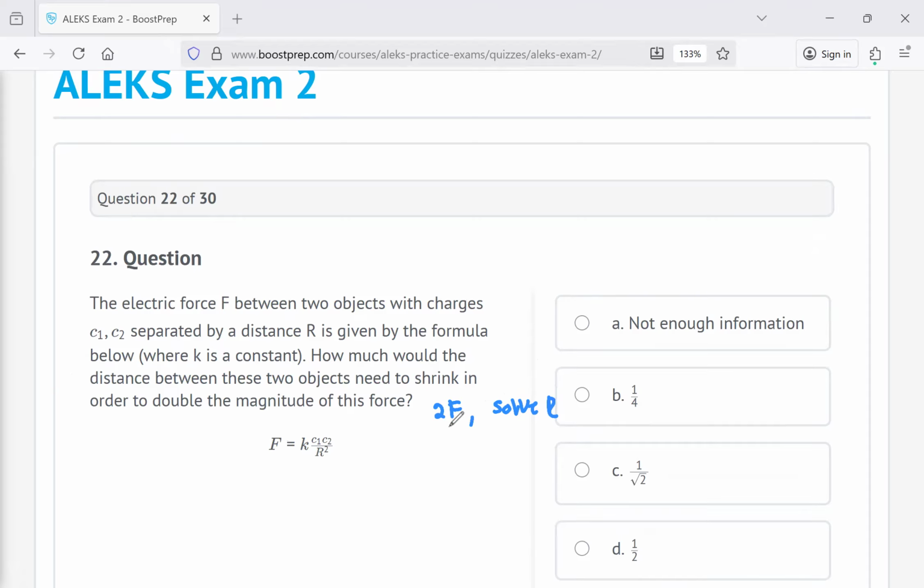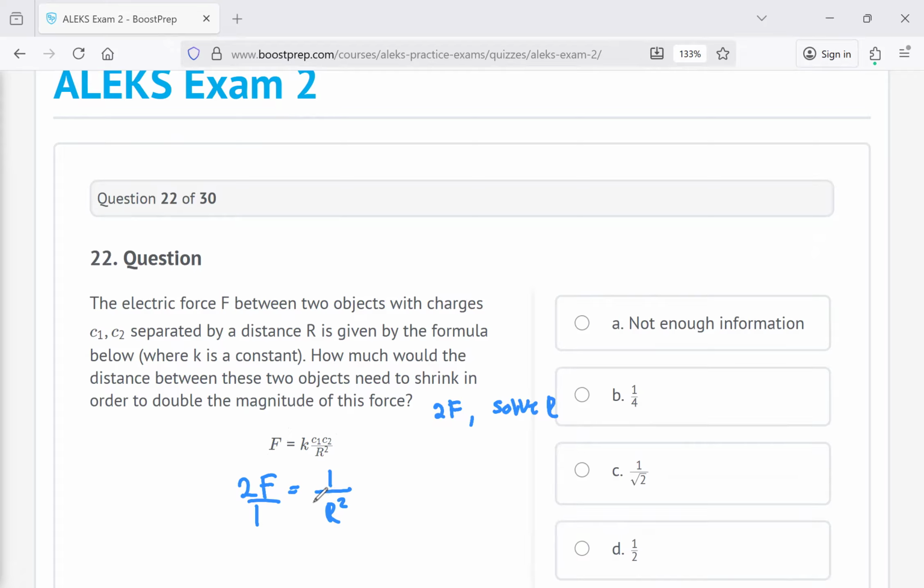Okay, so you're going to double the F and then solve for big R. K, C1, C2, they're all constant, so maybe they could all just be one, because a constant is constant. So let's pretend K, C1, C2 just becomes one. And then R squared is the same. And then this F now becomes 2F.